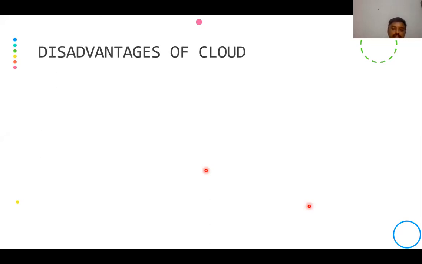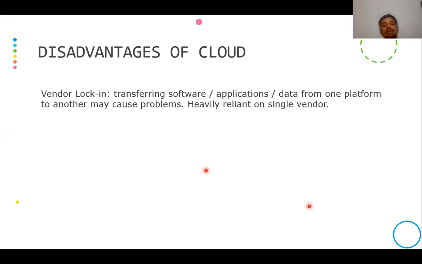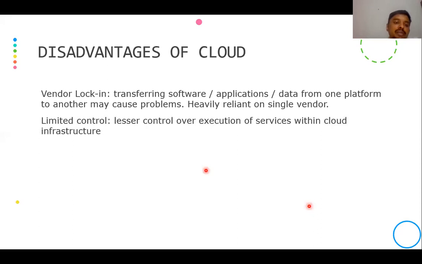What are the disadvantages of cloud? Vendor lock-in, right? If all of the software or all of the business processes are involved in one cloud, it becomes extremely difficult to move this software outside of the cloud. So you become heavily reliant on one single vendor. Limited control.